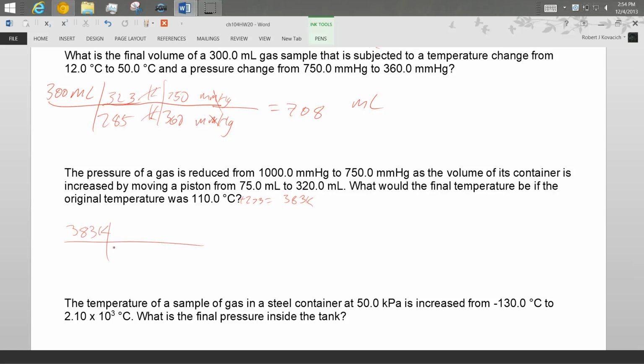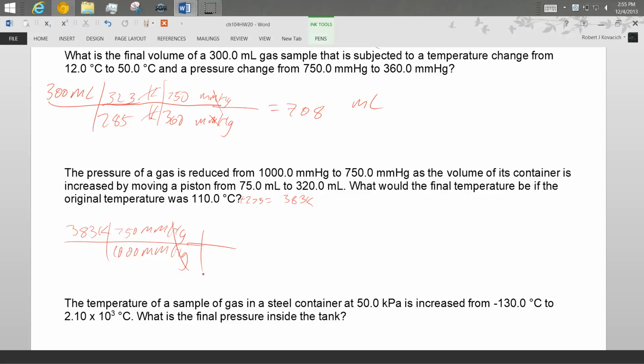All right, so we were given pressure first, so the pressure drops. How do I need to change temperature to get the pressure to drop? If it gets colder, the pressure is going to drop. Okay, so then I'm going to put the 750 millimeters of mercury in the numerator and the 1,000 millimeters of mercury in the denominator. So this will make my number go down. Let's check our volume. So the volume goes from 75 to 320.